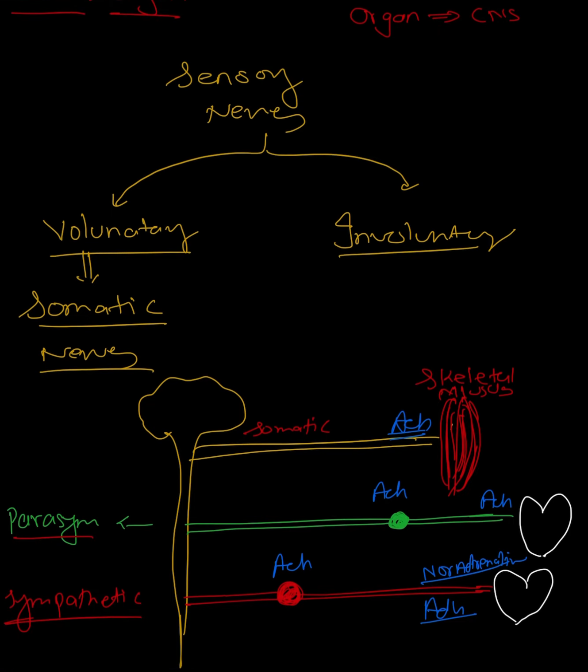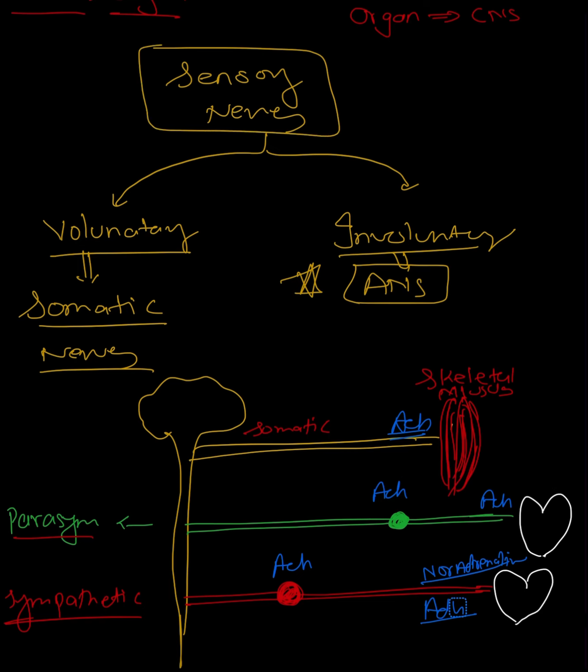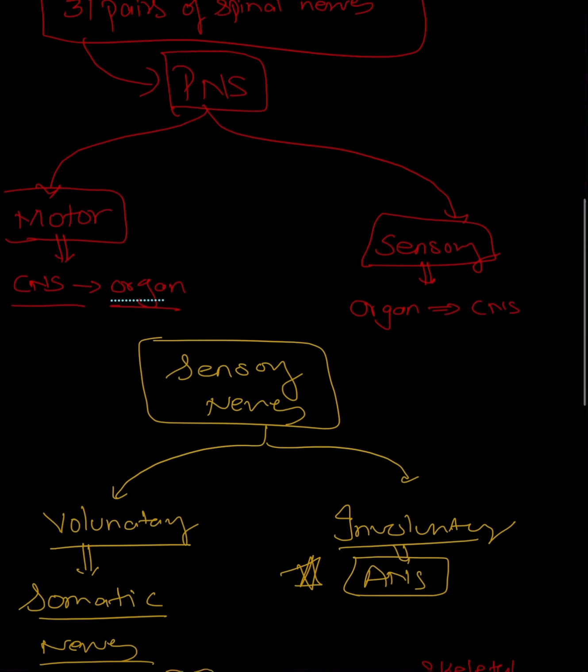Now in the nerves, we have seen voluntary, involuntary, somatic. After that, in involuntary, we will see sympathetic and parasympathetic, besides the somatic nerves. These are ANS. So here we get the information about ANS, which are the involuntary nerves which transmit impulse from the CNS towards the organ.